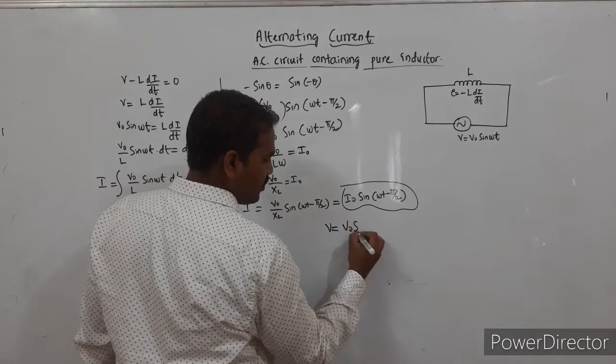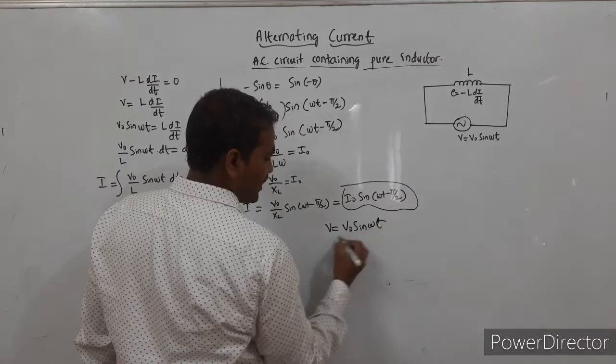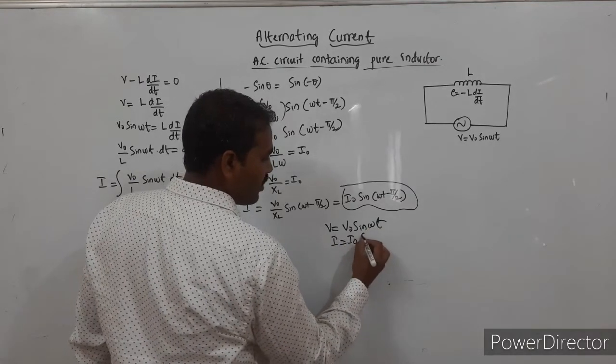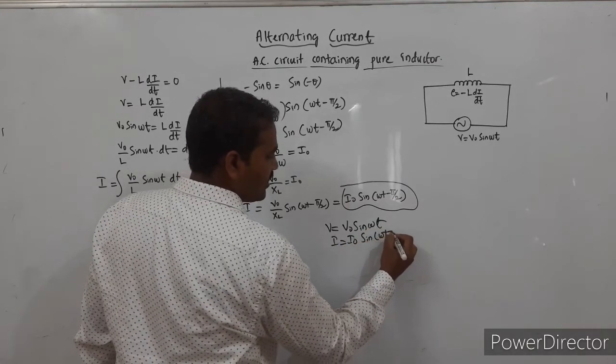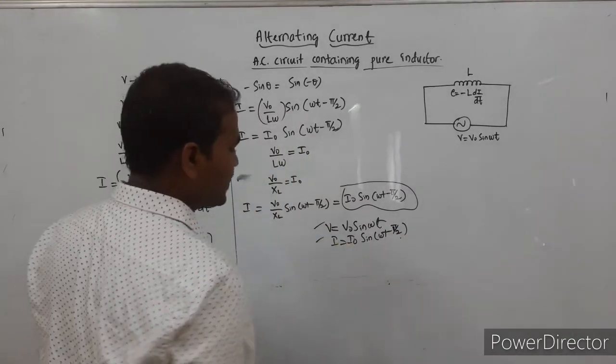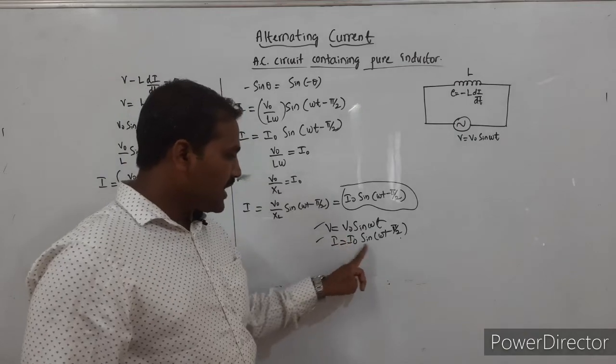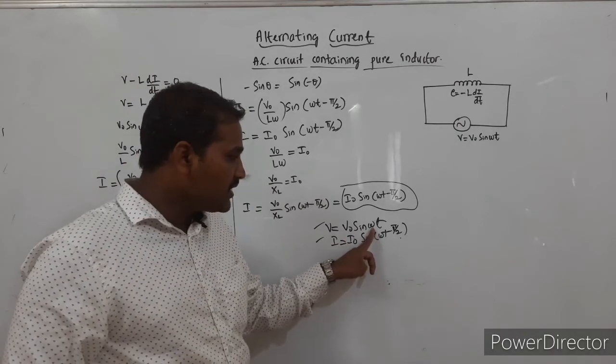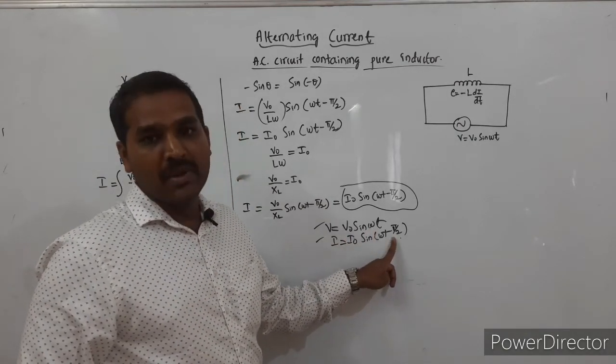We have V is equal to V naught sine omega t, I is equal to I naught sine of omega t minus pi by 2. Compare these two equations here. Here the current is lagging behind the voltage by an angle of pi by 2 radians.